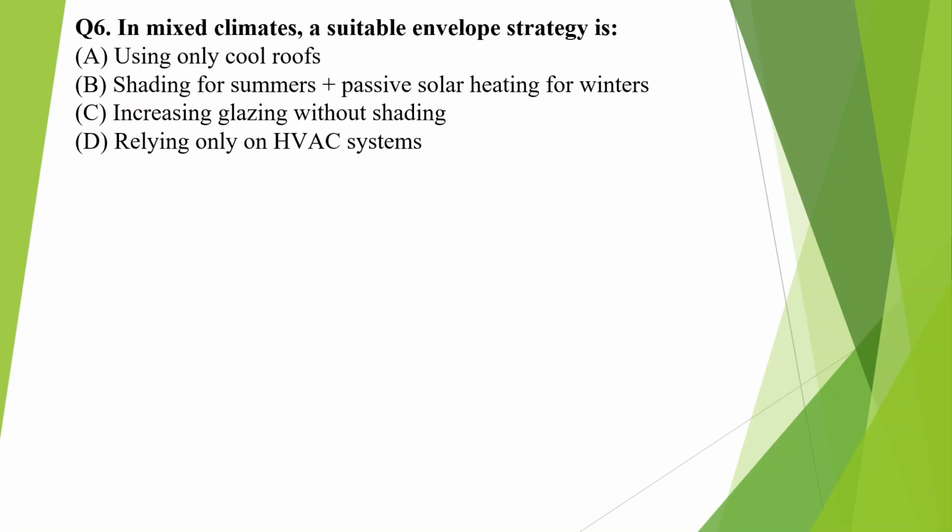Whenever you are staying in a mixed climate condition, it will require dual strategies. That is mentioned in option B: shading for the summer, and passive solar heating or solar gain can be utilized during the cold seasons. Correct. So let's move to the seventh question then.